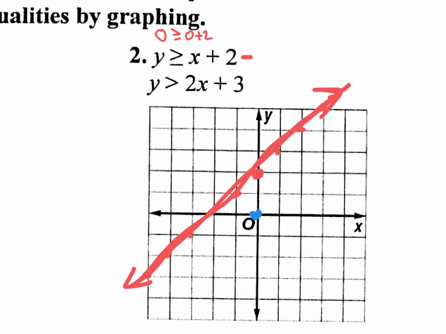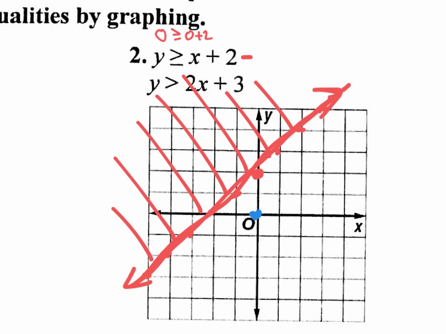That means that this dot right here is not an answer. That means that none of the answers on this side are going to be answers. None of the dots are going to be answers. Where are our answers at? They are on the other side of that red line. So you shade in that other side.